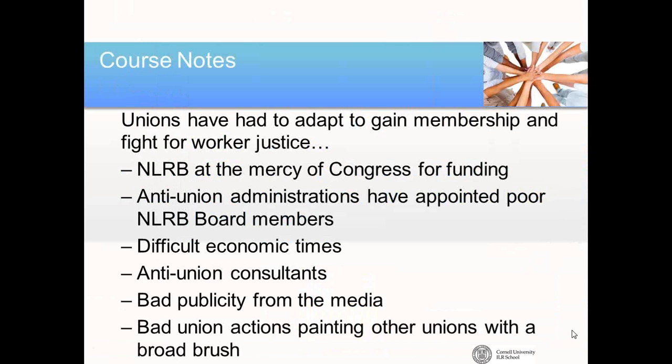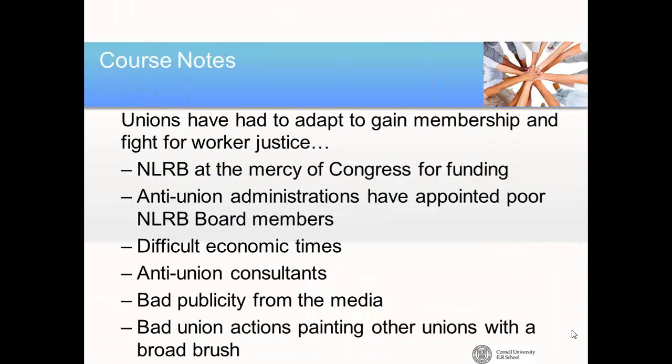There's anti-union administrators that have been appointed with the NLRB, and that's been difficult. There are anti-union consultants more than ever that are nastier than ever.